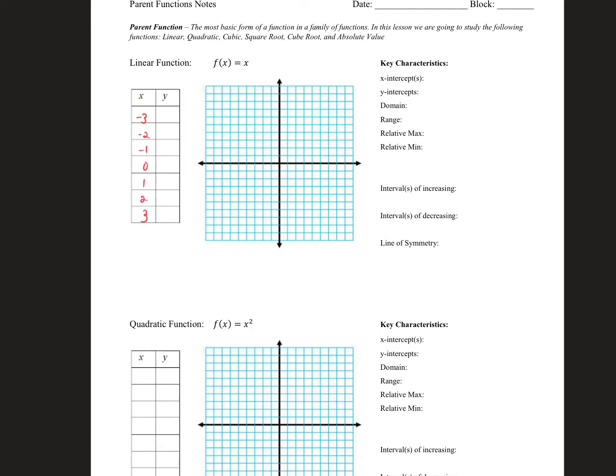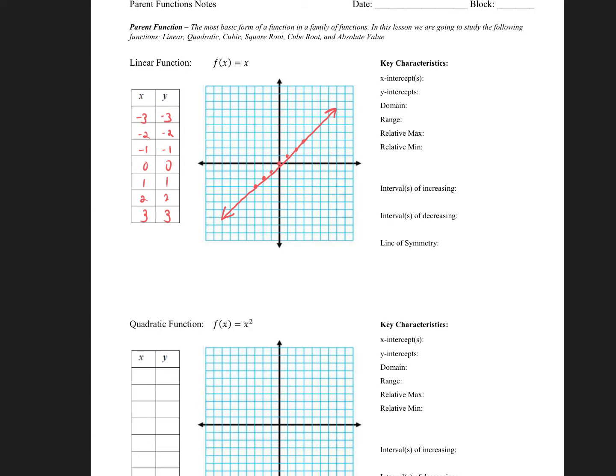All right, so when I plug in -3, what do I get out? F of -3 is -3. -2 gives me out -2, -1 gives -1, 0 gives 0, then 1, 2, 3. So let's plot those points. And as you can see, these points that I'm plotting are creating a line for linear.